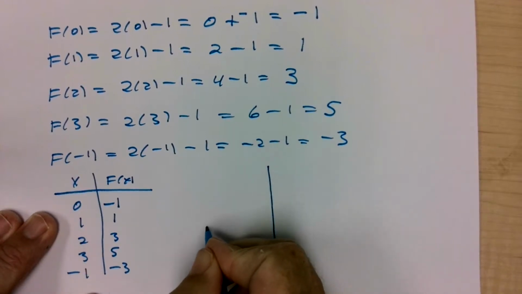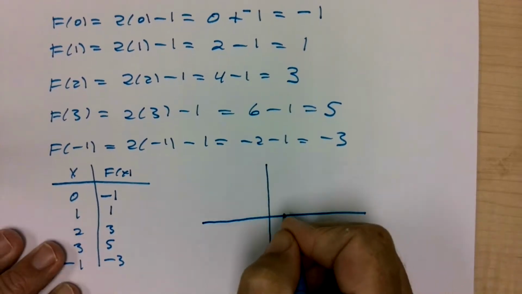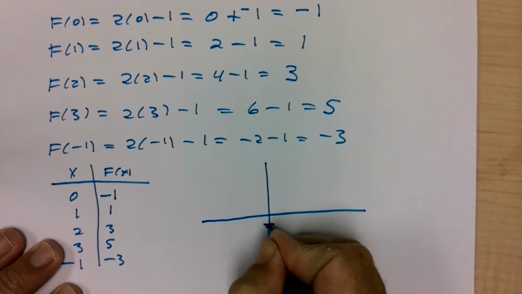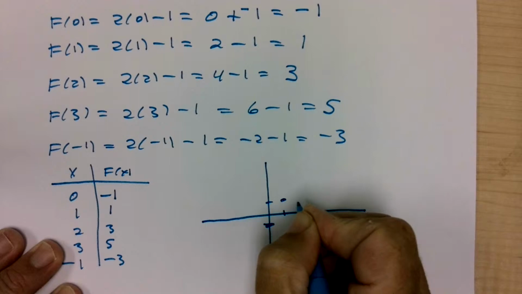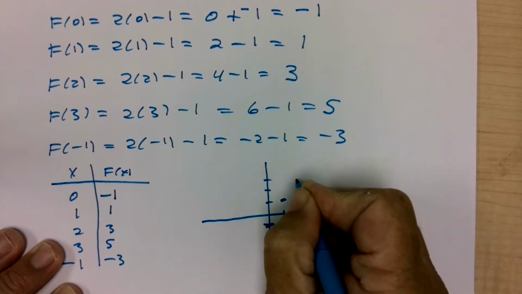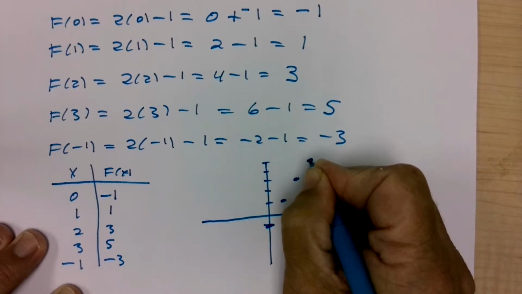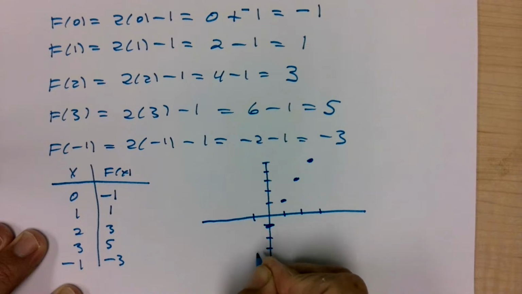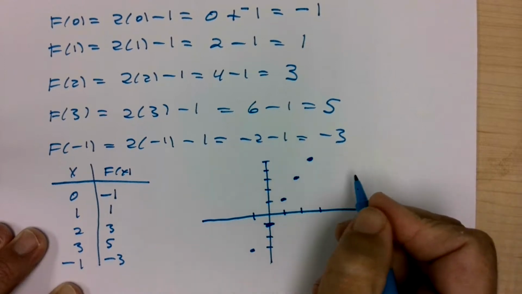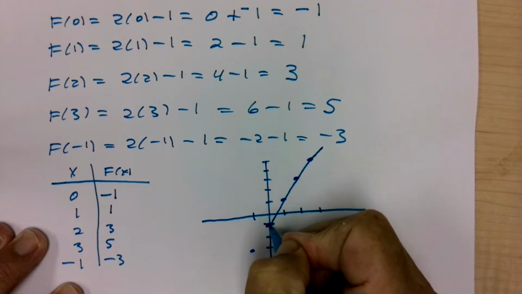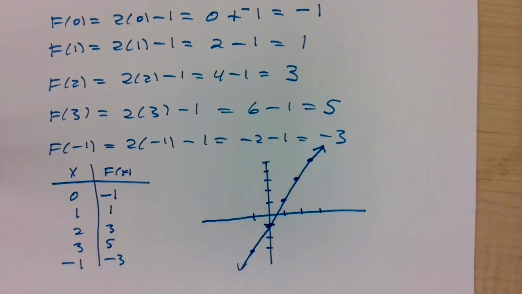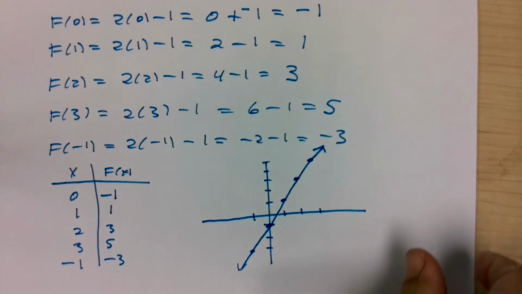What is that going to look like? So 0, -1 is here. 1, 1 is here. 2, 3 is here. 3, 5 is here. -1, -3 is here. And you can see when we connect all those points, we get what is supposed to be a straight line. That is the graph of the function, and no vertical line cuts that in more than one point. Let's take a look at one more function for us to graph.